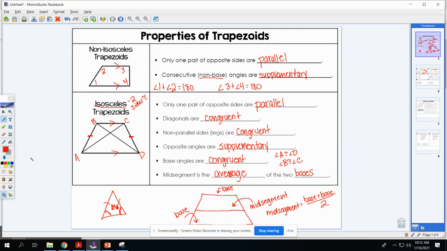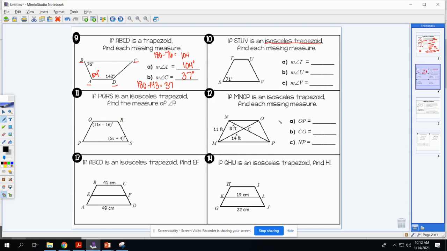Looks like something that may be helpful for us is if we know what one of the base angles is, we should be able to find another one right here. Base angles are congruent. So if angle S is 71, that tells me that angle V must also be 71 degrees. So the base angles are congruent.